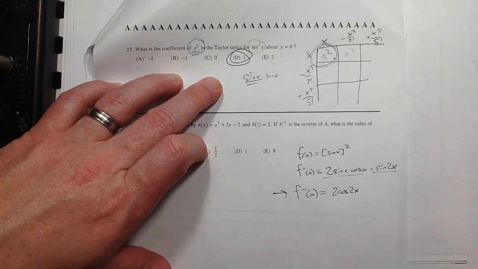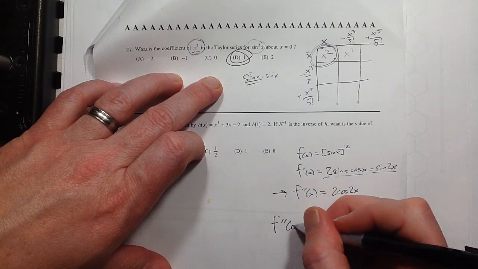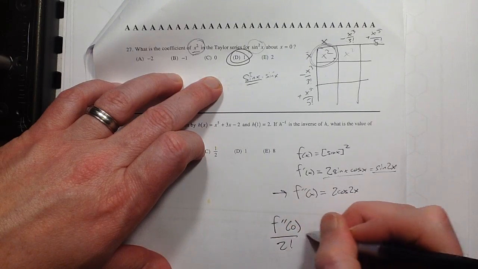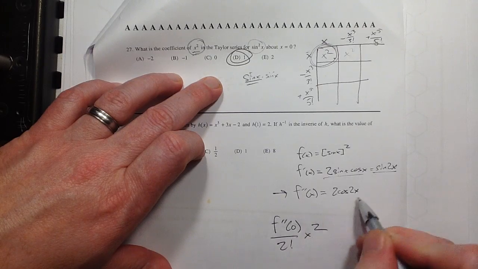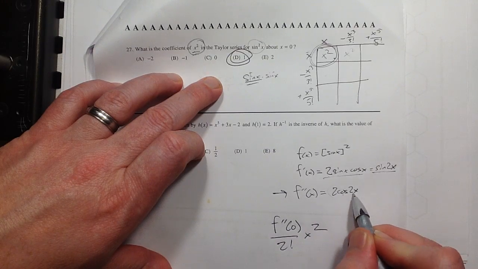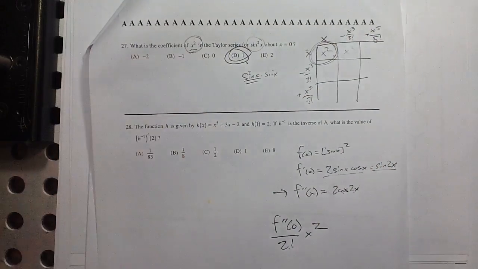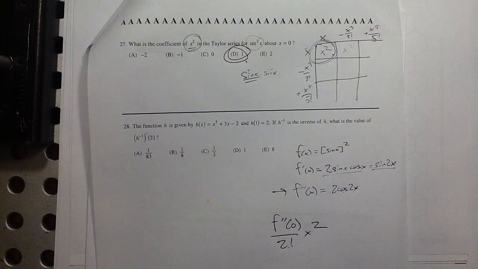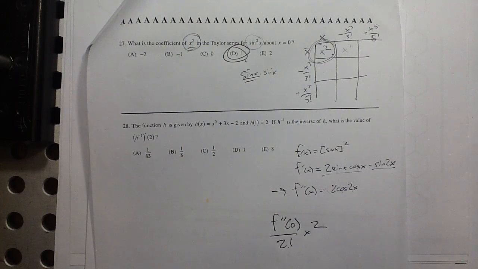So what does the second degree term look like? Well, the second degree term is f double prime of 0 over 2 factorial times x squared. So plugging 0 into this, cosine of 0 is 1, I get 2 over 2, which is 1. So you can do it that way too. You can do the product rule here too. You still get the same answer.